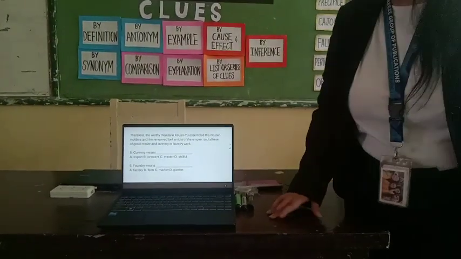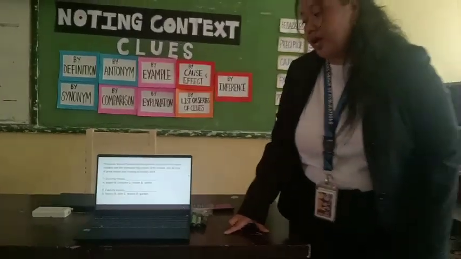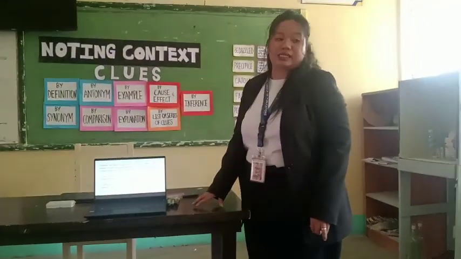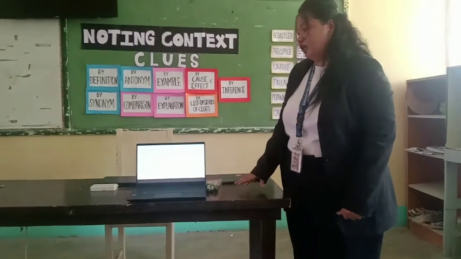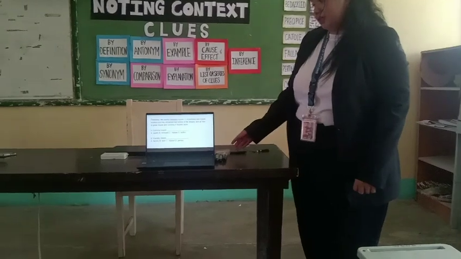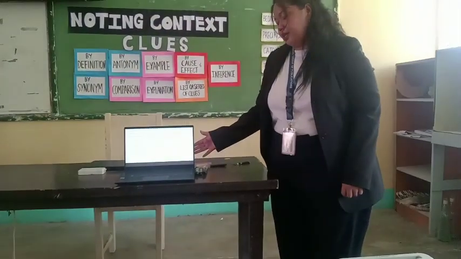So number 5. Cunning means blank. A, expert. B, innocent. C, master. D, skillful. Again, cunning means blank. A, expert. B, innocent. C, master. D, skillful.